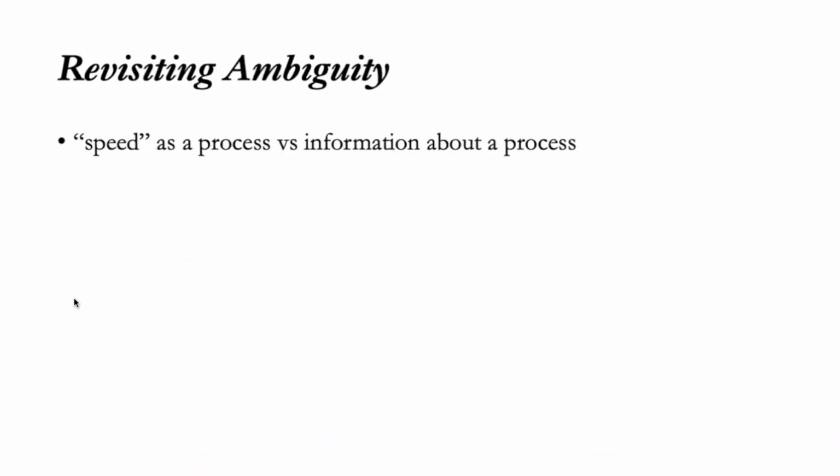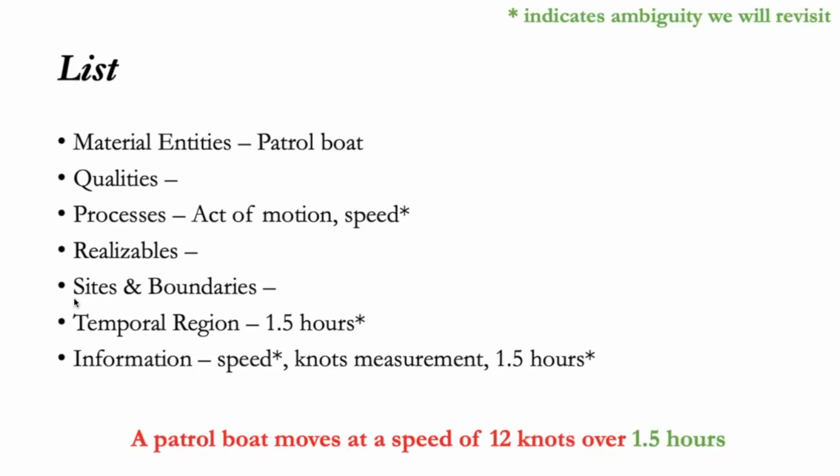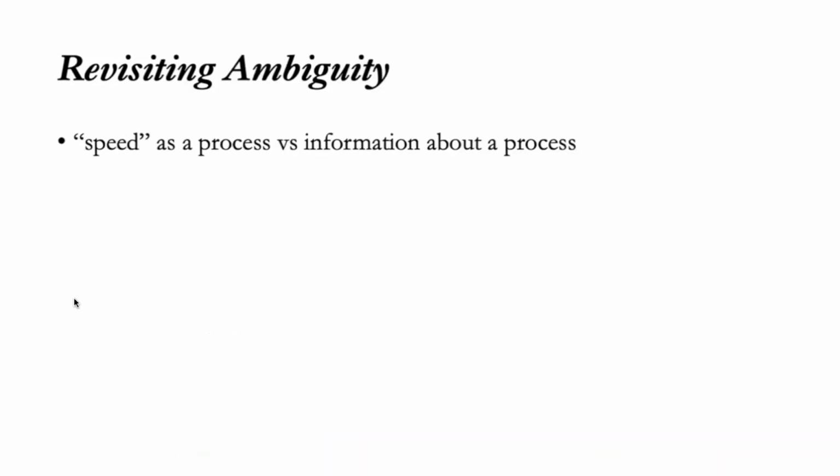This is the next stage. You've listed the things, and I've highlighted these in green as we progress. You walk through the parts of the competency question, the things that you need to model. Now we can revisit. We'll go back and start thinking through speed and the hours, okay? Speed as a process versus information about a process.